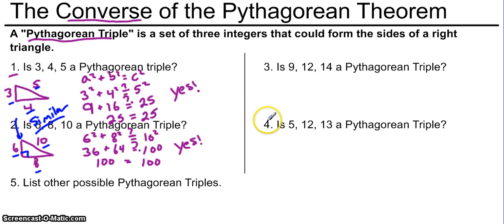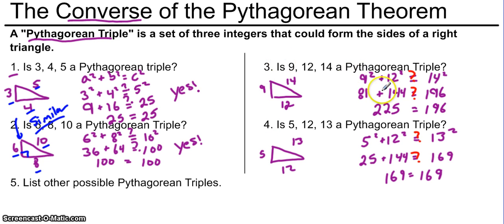The answers will be up in 3, 2, make sure you've paused, 1. Alright, so let's take a look at 3 first. We had a 9, 12, 14 triangle. So I drew a little triangle here and I put my numbers into what looks like the Pythagorean theorem. But it turns out that 225 for the a squared plus b squared, we get 196 for the c squared.